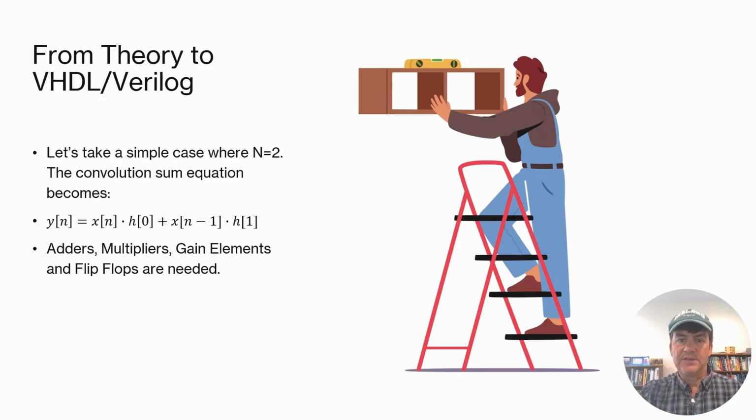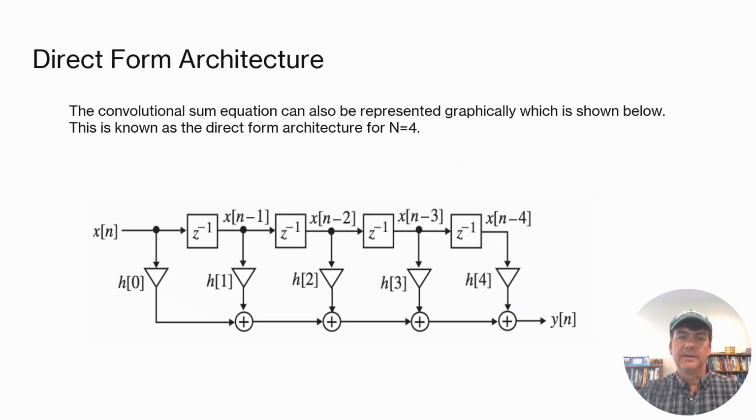Let's take a simple case where n equals 2. The convolution sum equation becomes the equation shown in the slide. From the equation, we can see adders and multipliers are needed. We also need delay elements since the input x[n-1] is a delayed version of x[n]. Delay elements are flip-flops. Finally, gain elements are needed for the constants or coefficients, represented by h0 and h1. The convolution sum equation can also be represented graphically, which is shown in the diagram. This is known as the direct form architecture for n equals 4.